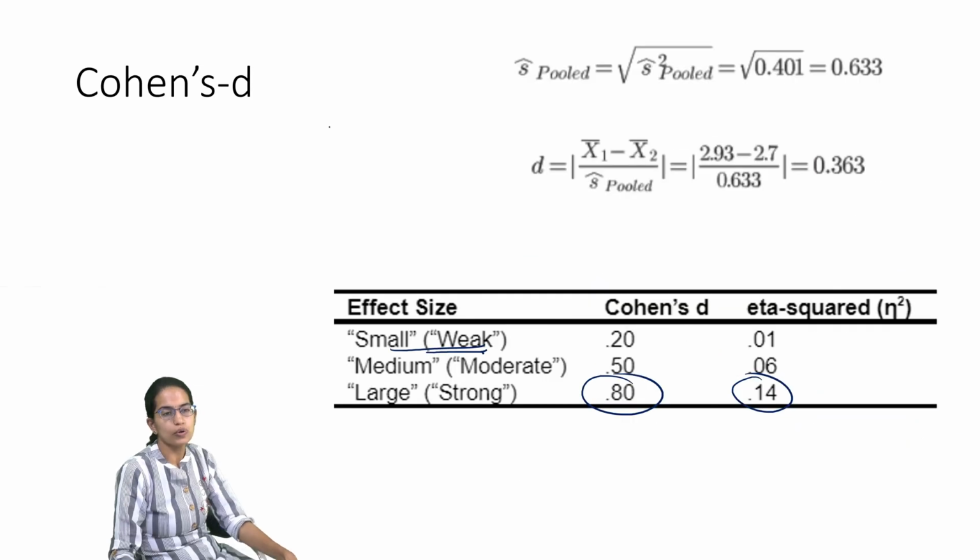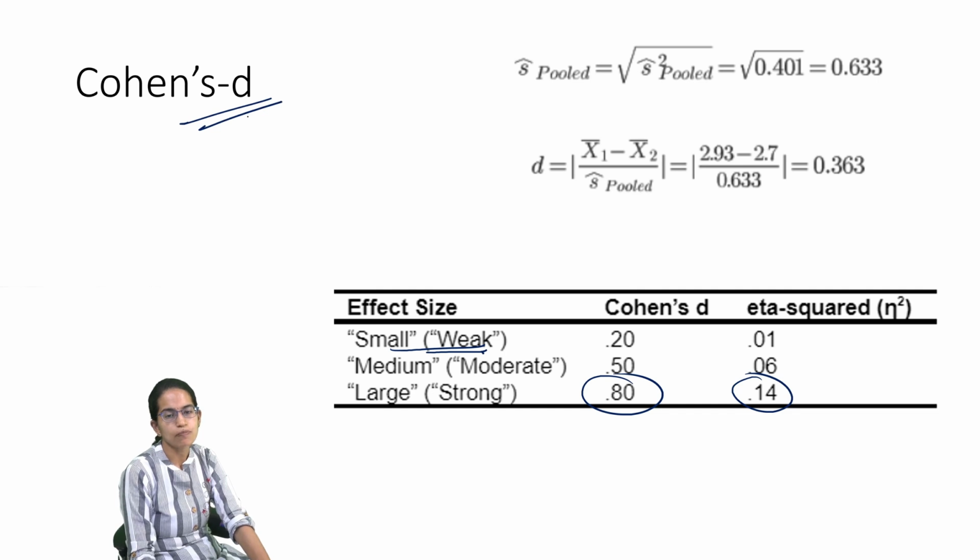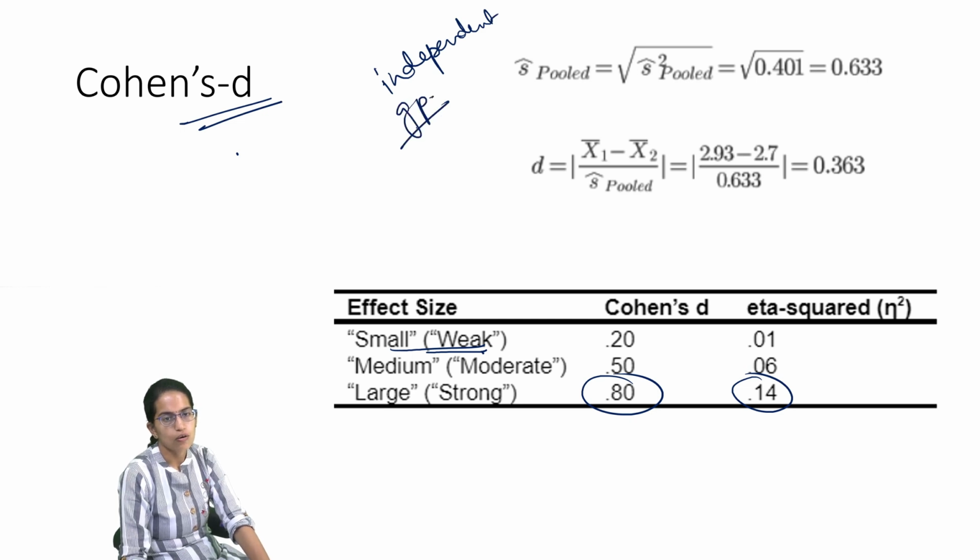Now coming on to Cohen's d. What do I do with Cohen's d? In the case of independent group data which has pooled variance, what do I do? I take the square root of the pooled variance, which is the standard deviation.